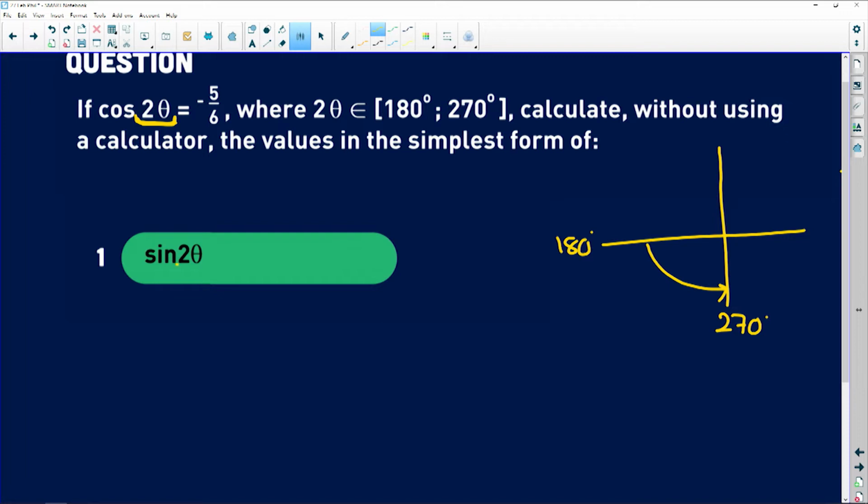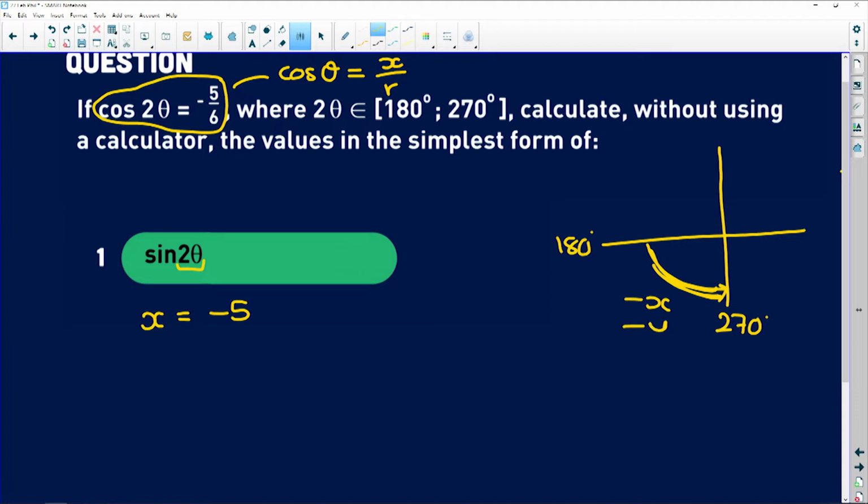Okay, that's great. We are using the same angle, so we don't even need to manipulate to find theta just yet. So what does this cos of 2 theta mean? It means that we've got our ratio. Remember, cos is equal to x over r. So we know immediately that x is equal to negative 5 because we are in quadrant 3. We have a negative x and a negative y. Okay, so x is equal to negative 5, r is equal to 6, and we need to find y.